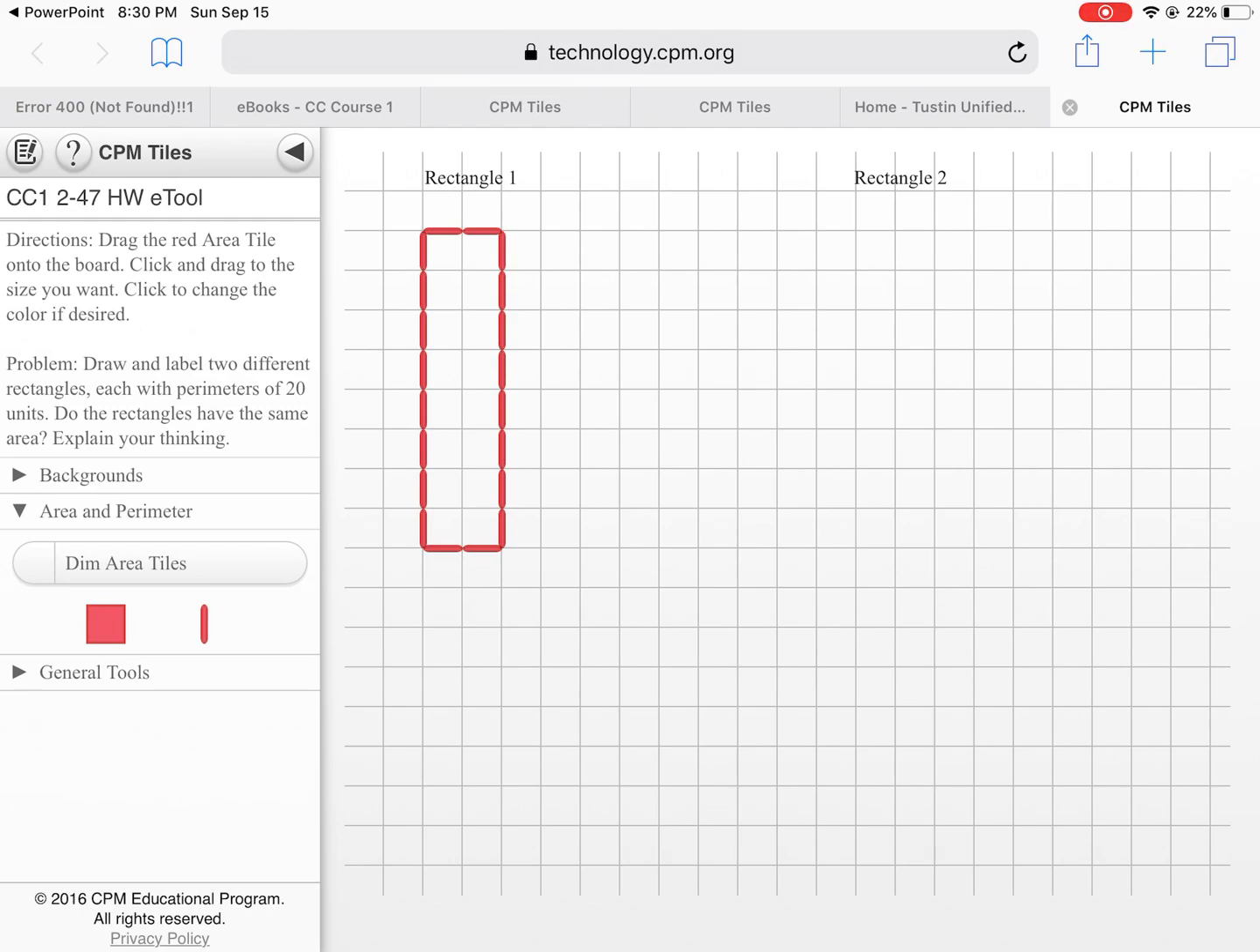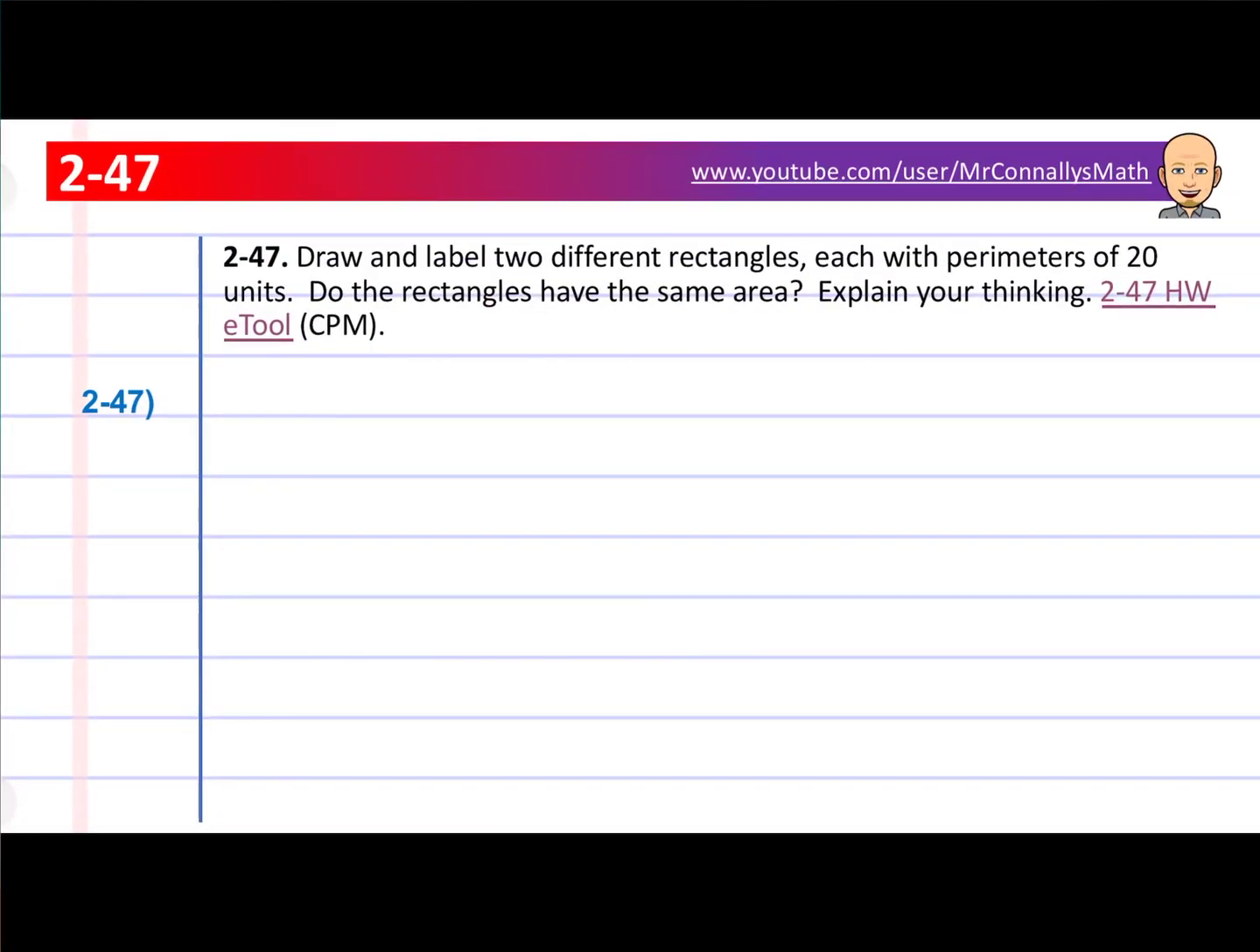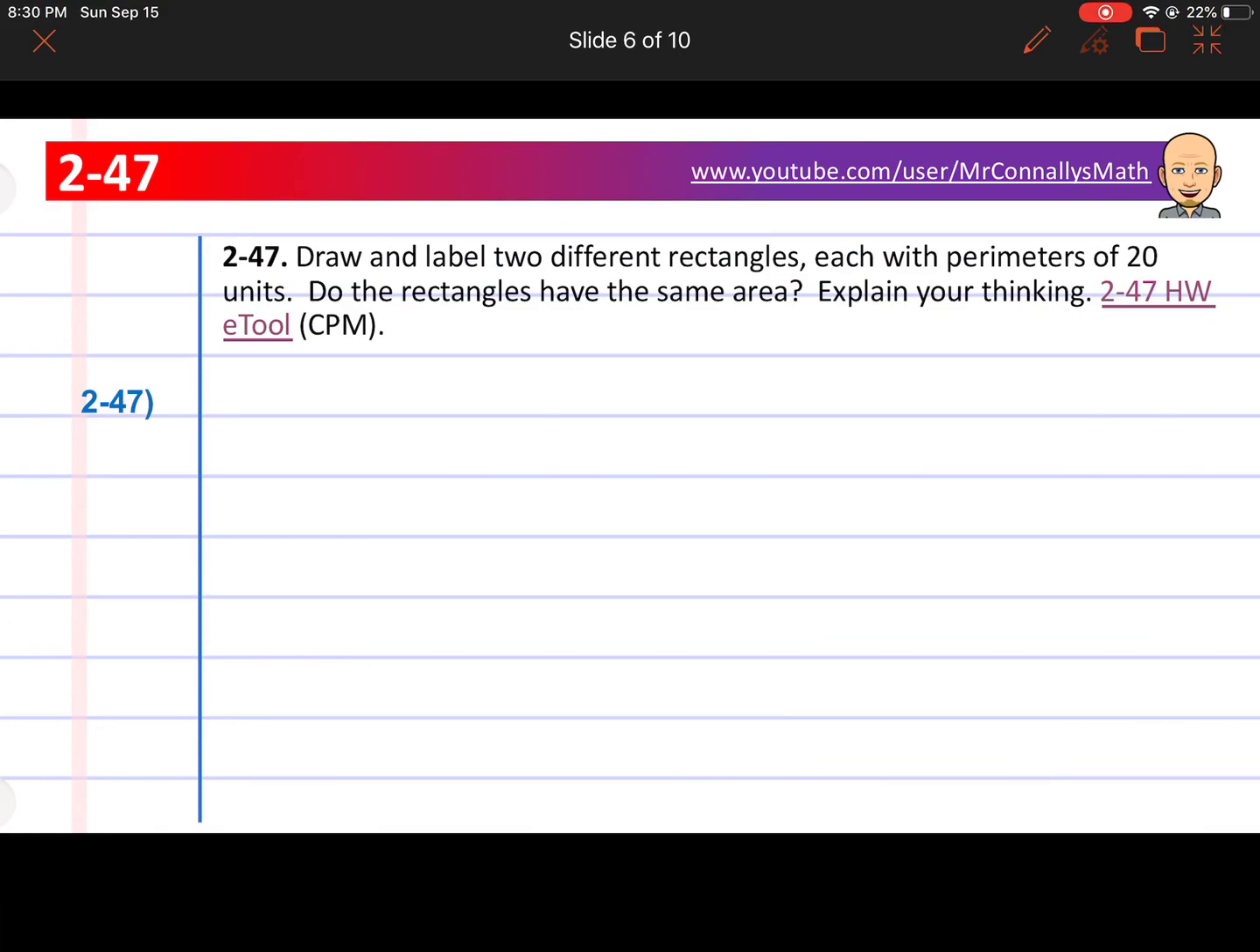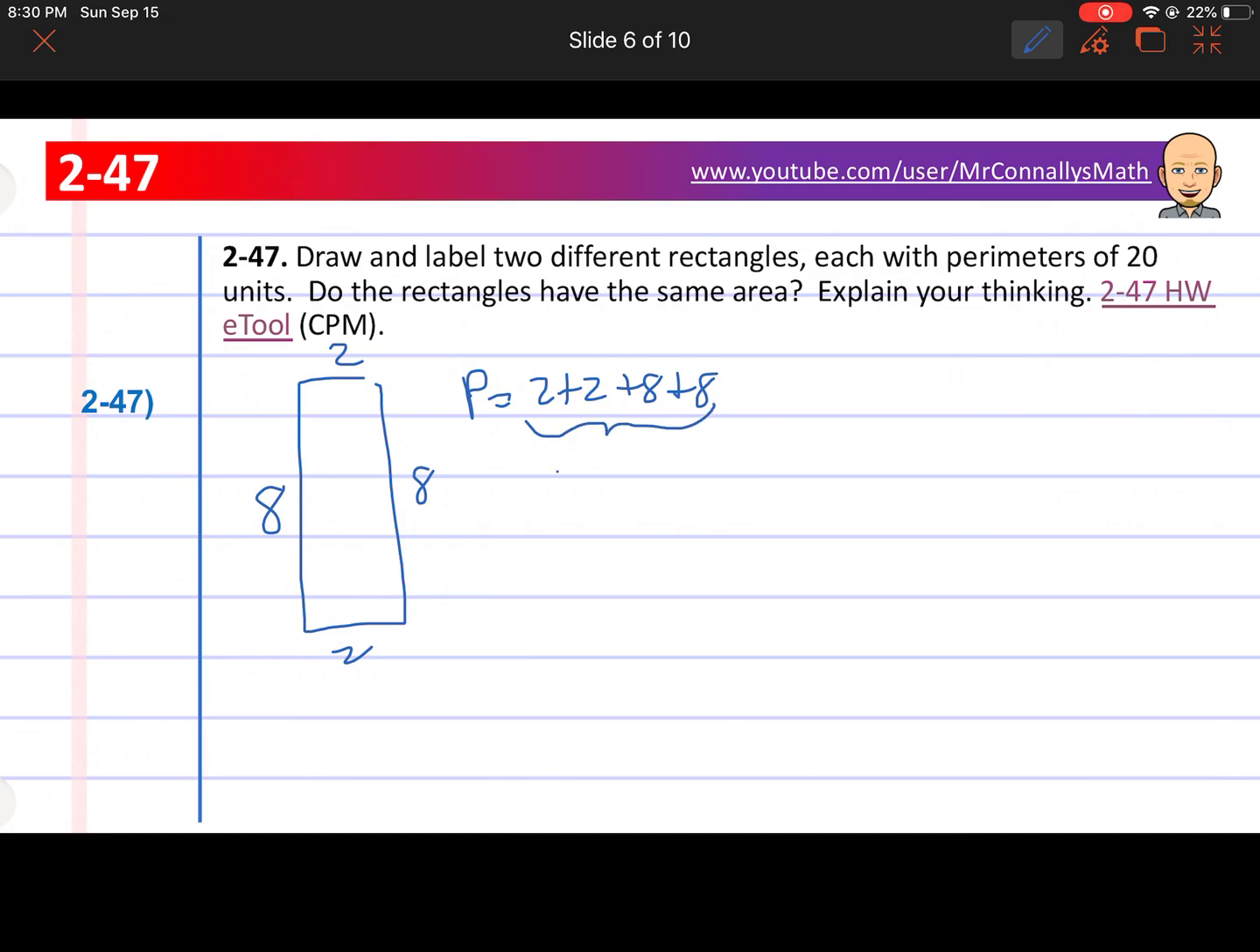And now you can just rearrange it. So on your paper, you can just draw the first rectangle. It's 2 by 8. And so that has a perimeter of 2 plus 2 plus 8 plus 8. And you add up all together and you get 20 units.